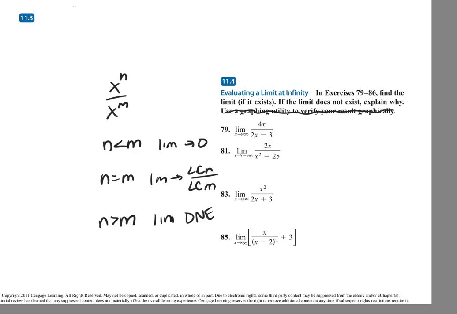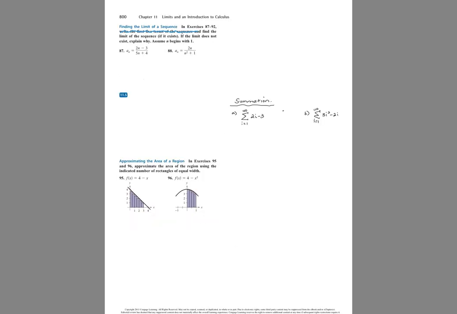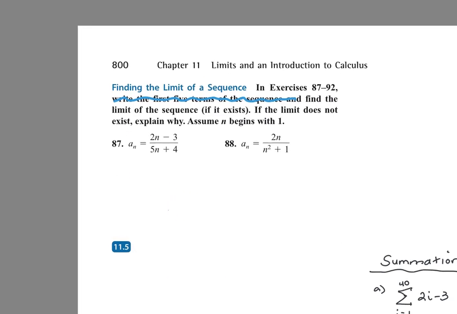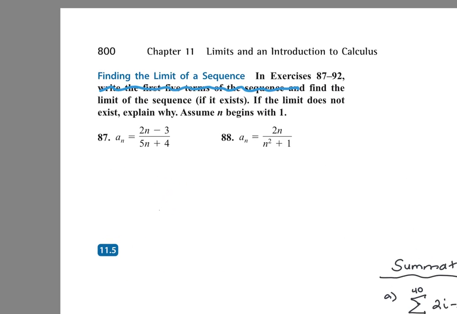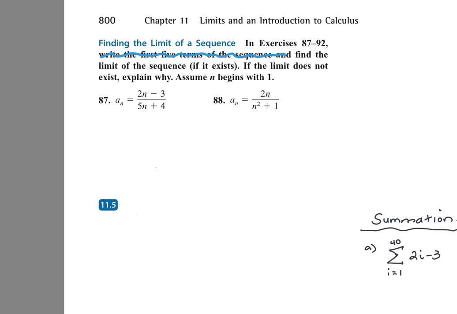Okay, then still in 11.4 was finding the limit using the sequence. It's not going to ask you to find the first 5 terms and then find it. It's literally just going to ask you to use the sequence to find it. So same rules as the previous. Look at your n and your m: n less than m, 0; equal to m, leading coefficient; greater than m, then the limit does not exist.